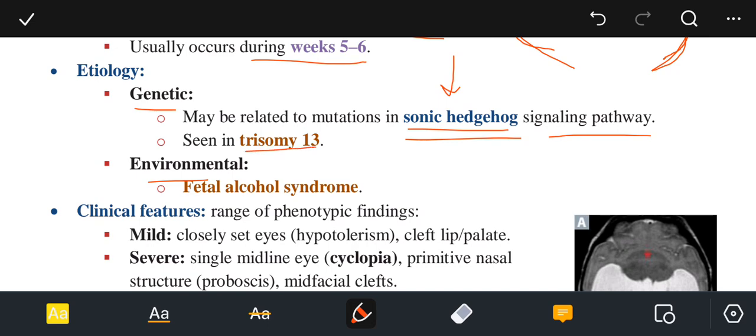Then it is seen in trisomy 13, like in Edward syndrome. No, that's not Edward, that's Patau syndrome. Trisomy 13 is Patau syndrome. Trisomy 18 is Edward syndrome. So it is Patau syndrome.